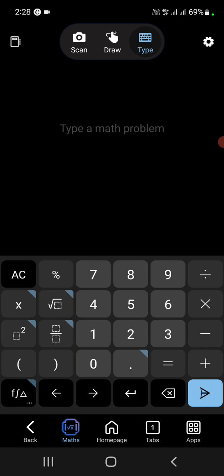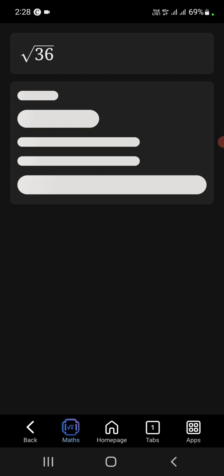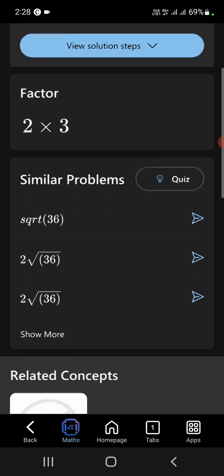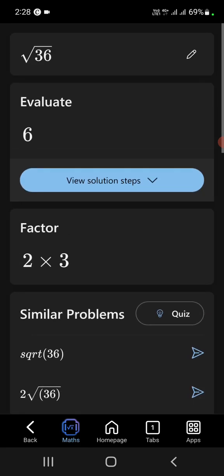I think so I'll type. Just take the square root of 36. Here I've entered the question, and here it gives me the answer. And similar problems: square root of 36, double square root, and capture. Nice. So go back.